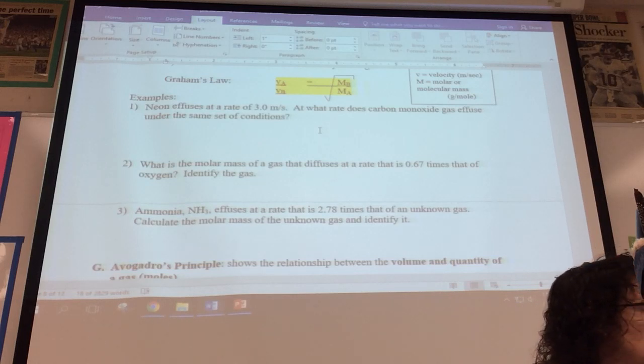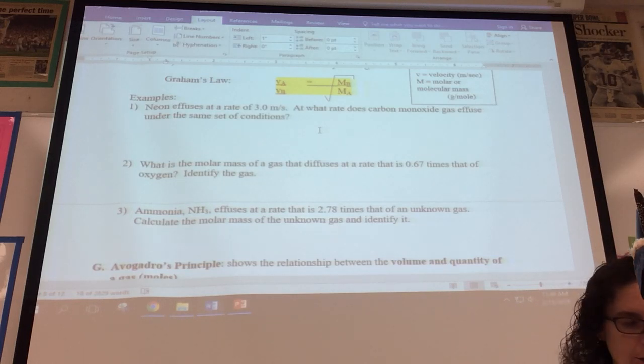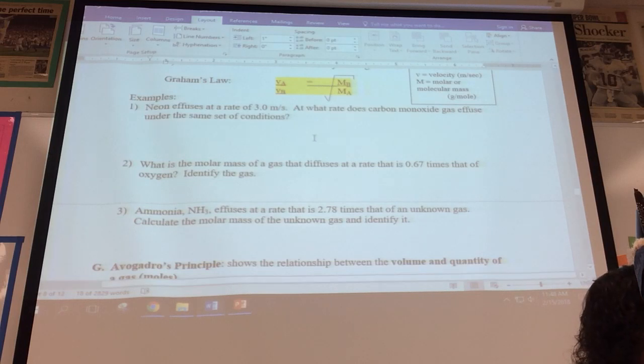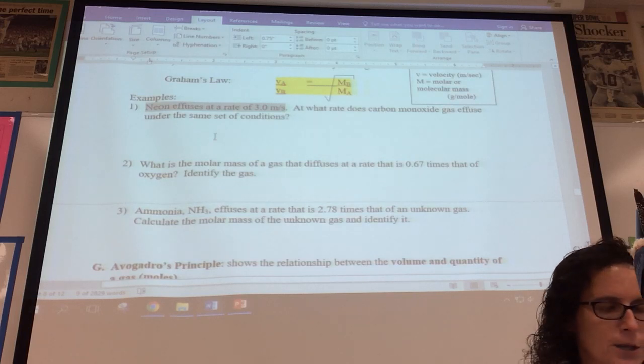If you do that, you'll have a much greater likelihood of success. In the first example, it says neon effuses at a rate of 3 meters per second. At what rate does carbon monoxide gas effuse under the same set of conditions?